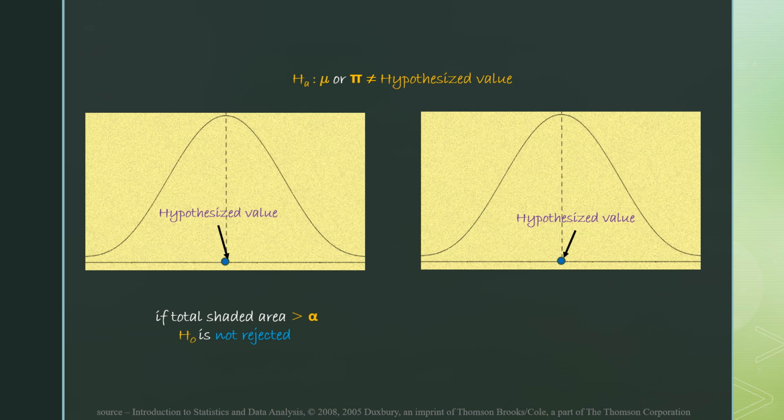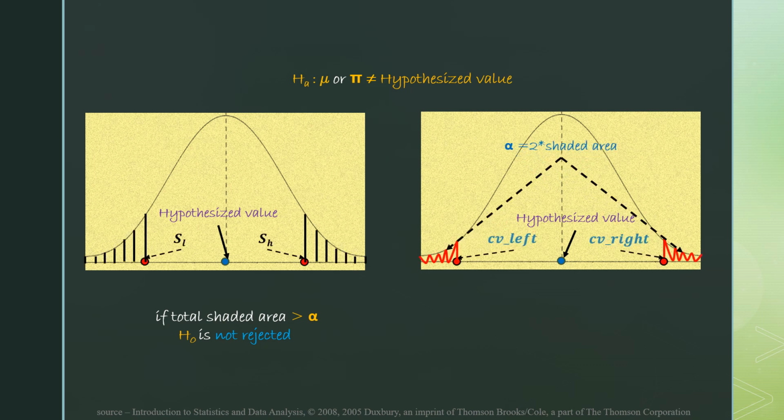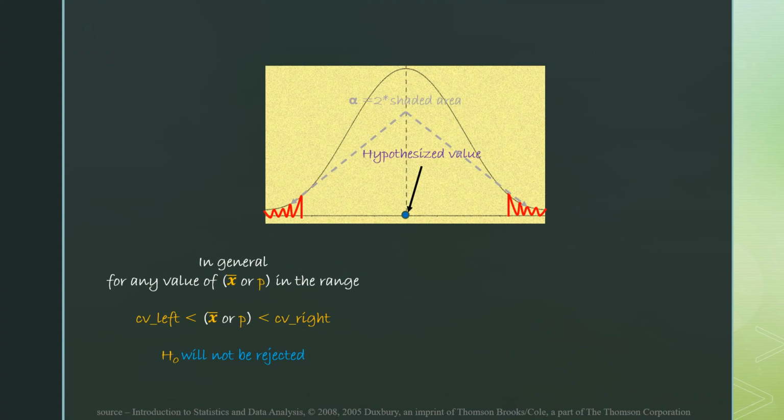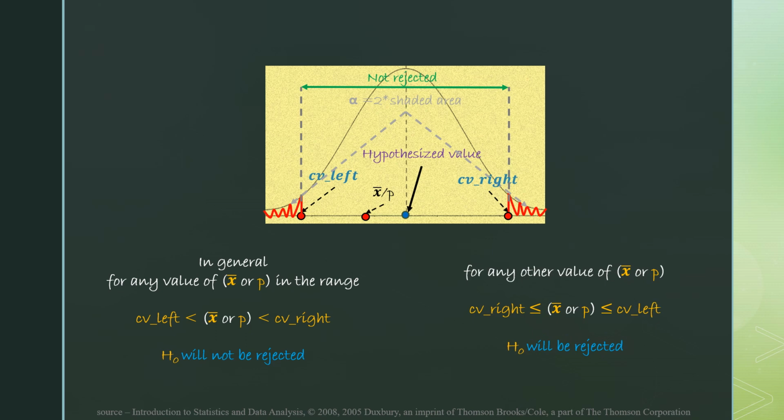If the total shaded area is greater than alpha, H0 is not rejected. If the total shaded area is less than or equal to alpha, H0 is rejected. As per the illustration, H0 will not be rejected since the total shaded area appears visibly greater than alpha. In general, for any value of x bar or p in the range greater than CV left and less than CV right, H0 will not be rejected. For any other value of x bar or p, wherein x bar or p is greater than or equal to CV right or less than or equal to CV left, H0 will be rejected.